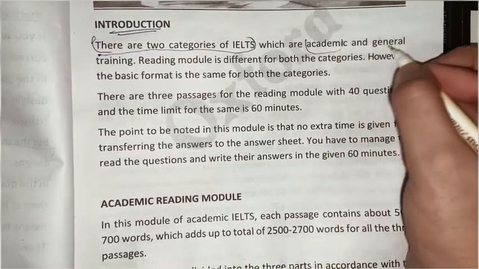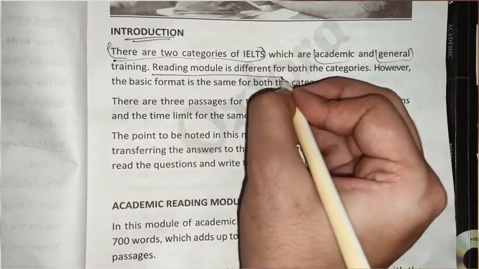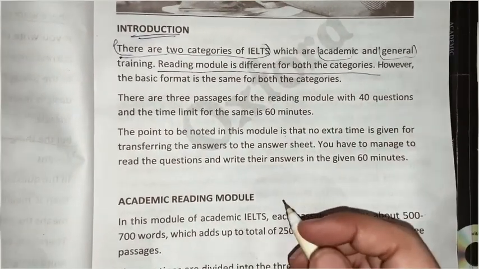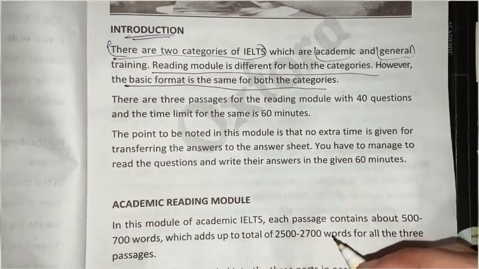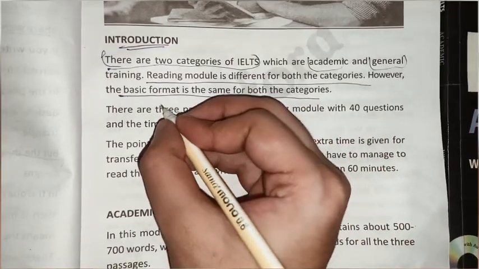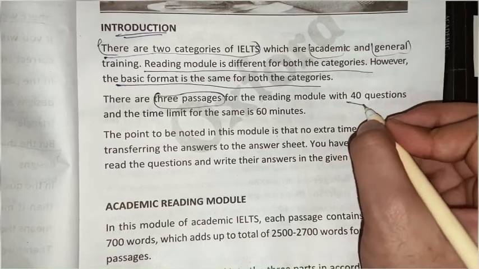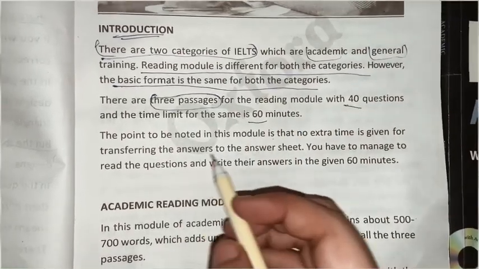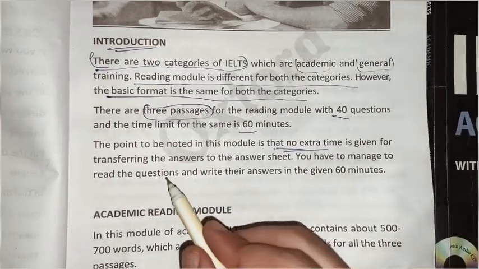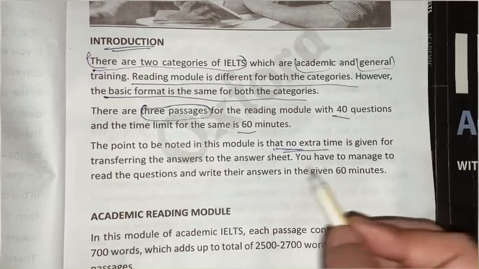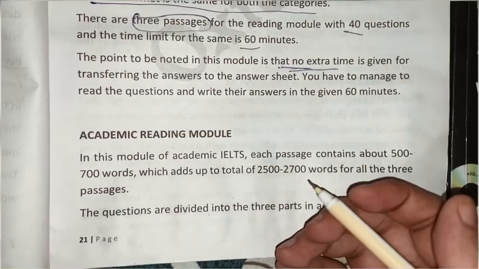However, the basic format is the same for both categories. There are 3 passages in the reading module, and the time limit is very important. You will be given about 60 minutes in total. Guys, it is very important that you complete the given task in the limited period of time, so you should complete it in 60 minutes. The point to be noted in this module is that no extra time is given for transferring the answers to your answer sheet, as was given in the previous modules. You have to manage reading the questions and writing the answers in the given 60 minutes.